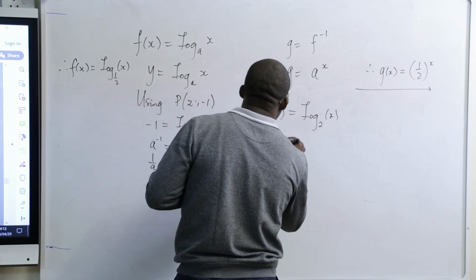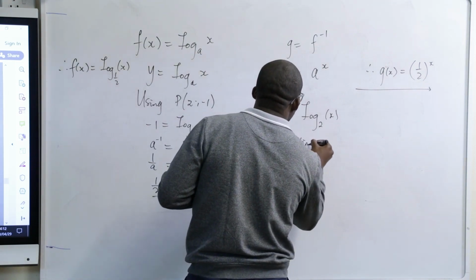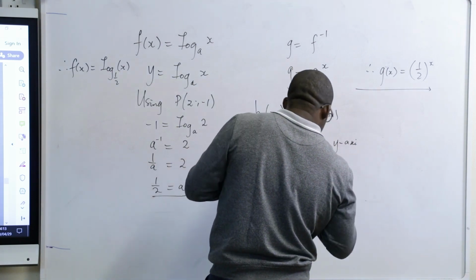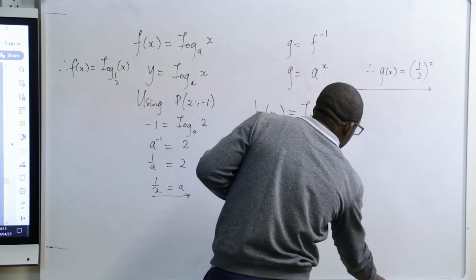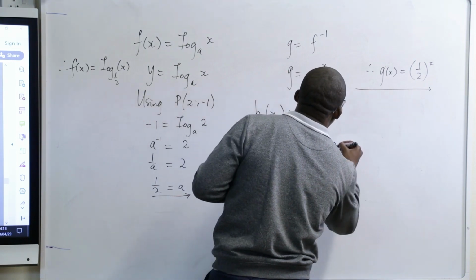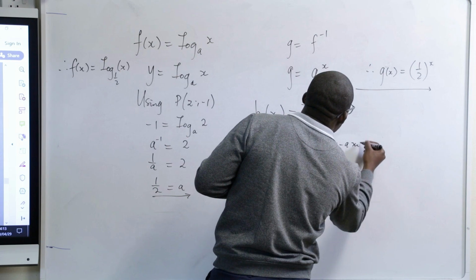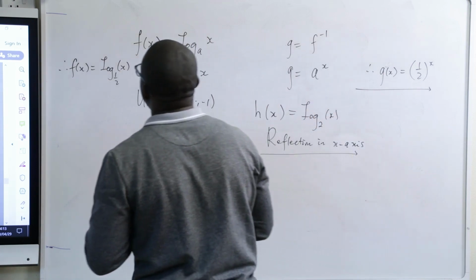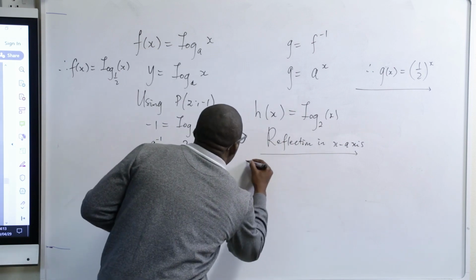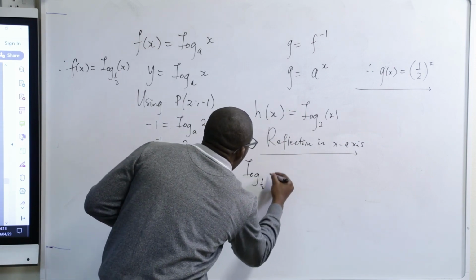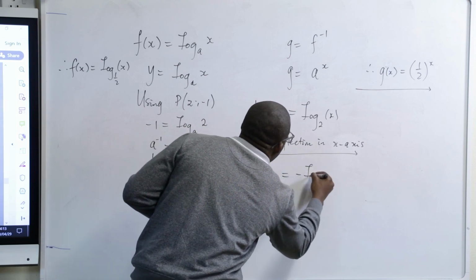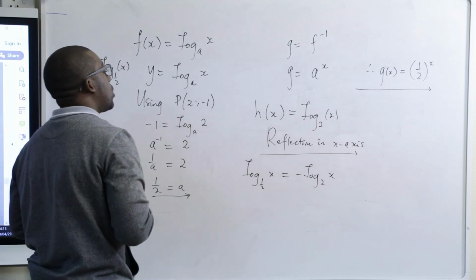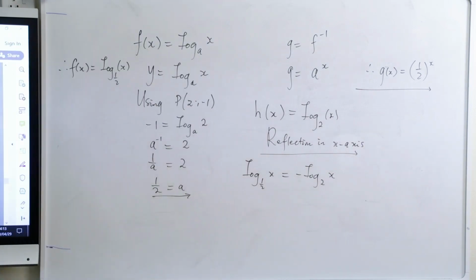This is a reflection in the y-axis. Sorry, a reflection in the x-axis. It's a reflection in the x-axis. Why? Because log to the base half of x is just equal to minus log to the base 2 of x. These two things are equivalent according to the laws of logarithms.